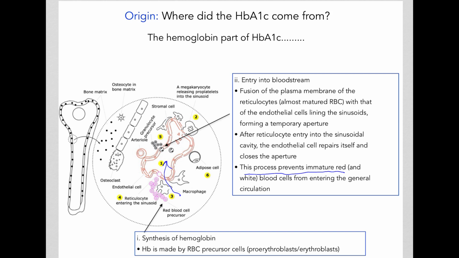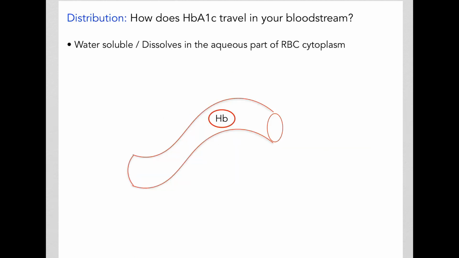We want these red or white blood cells to enter the general blood circulation only after they are matured, after they have differentiated into matured red blood cells or into matured white blood cells. Okay, so that's the origin of A1c.